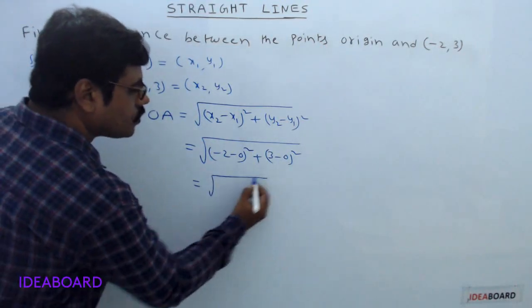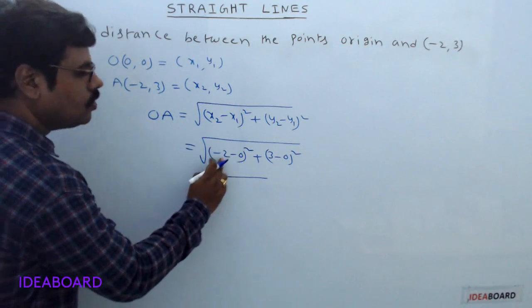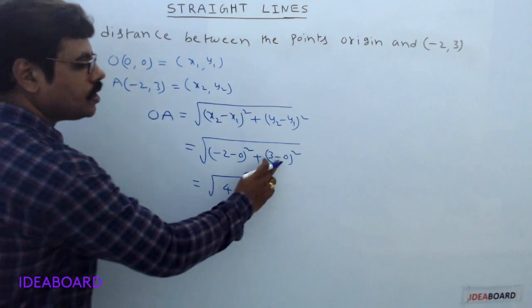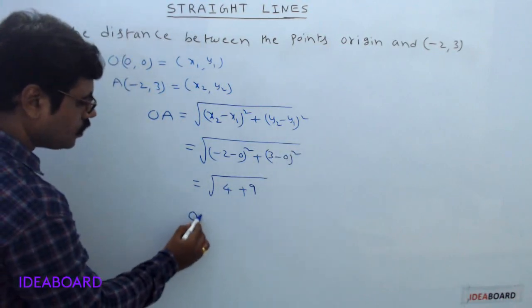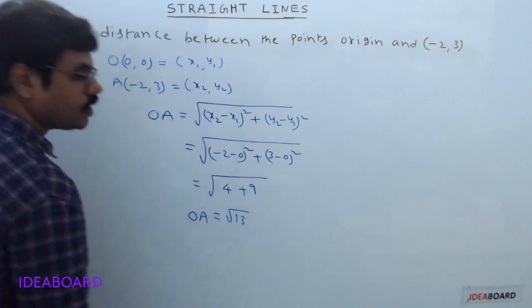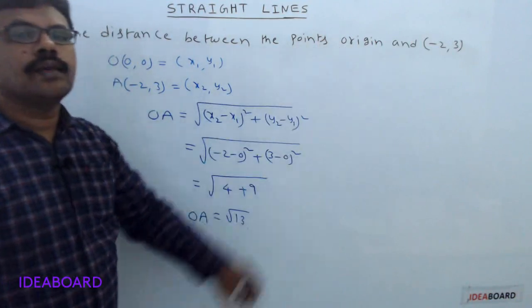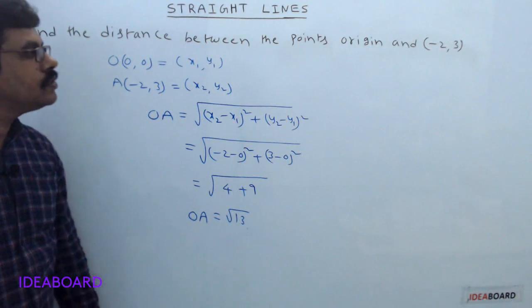It is the square root of (minus 2 minus 0, that is minus 2) whole square, which is 4, plus (3 minus 0) whole square, which is 9. So therefore OA equals root 13. The distance between the points origin and the point (minus 2, 3) is root 13.